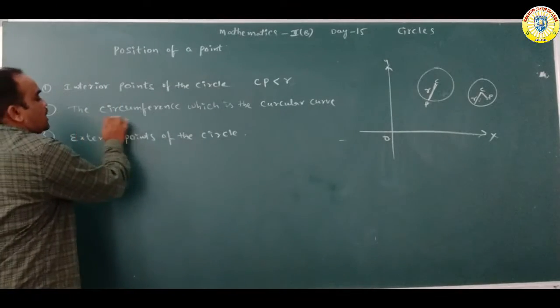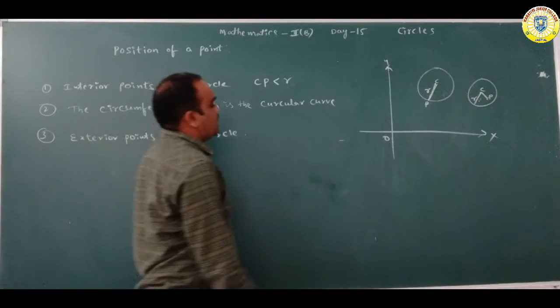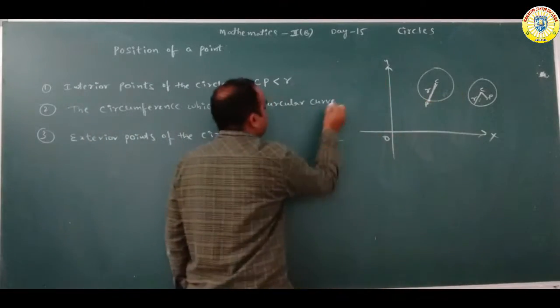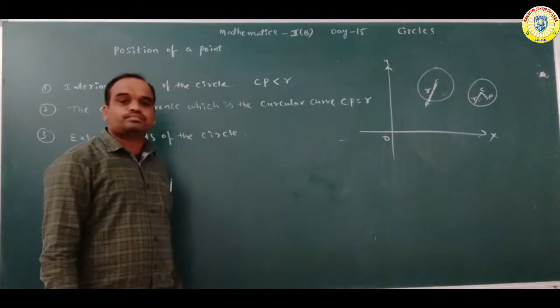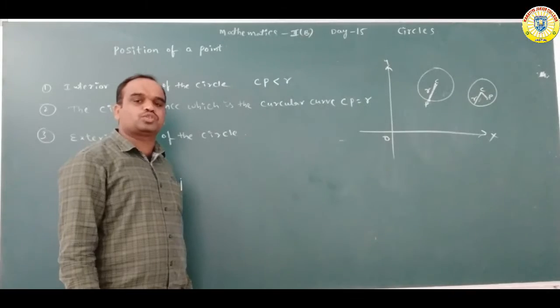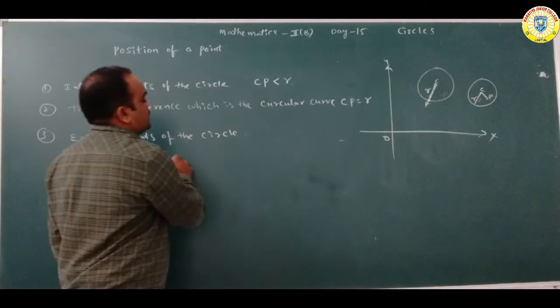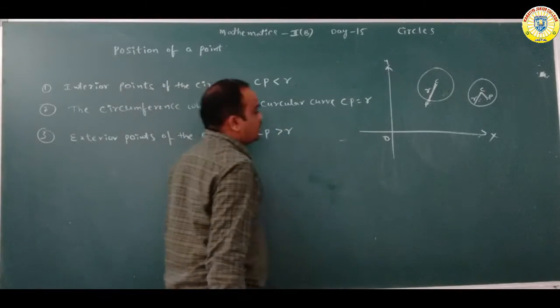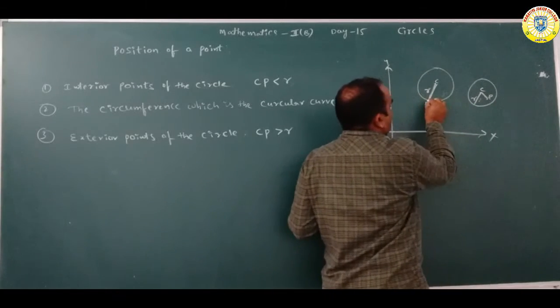So the circumference of the circle, which is the circular curve. In that case, P is the position point on the circle. Here CP is equal to what is the value? Small r. Okay now? So if P is an exterior point of the circle, in that case CP is greater than what is the value? Small r.